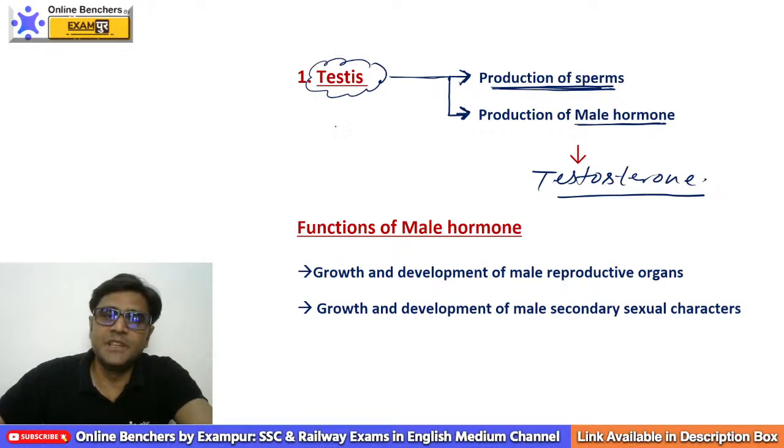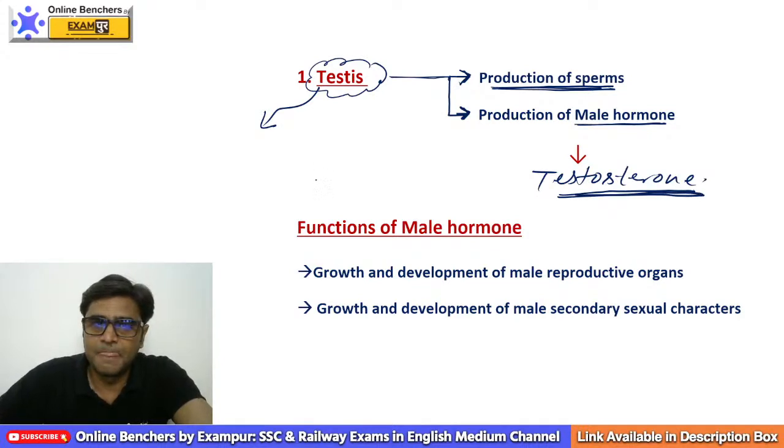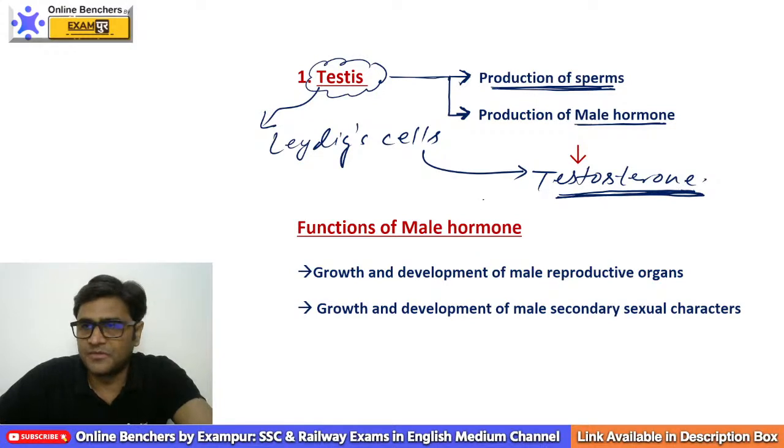But if the question is which of the following cells of testis produce this particular hormone? In testis we have special types of cells called Leydig cells, and these Leydig cells secrete this particular hormone.